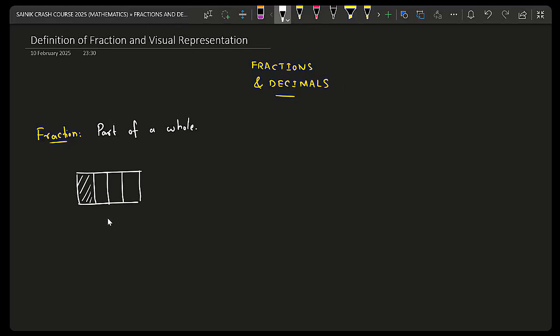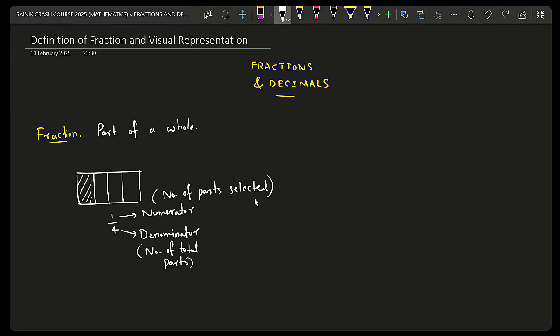Fraction is always the number of selected parts divided by the number of total parts, and we call it 1 by 4. In this 1 by 4, we call 1 the numerator, and we call 4 the denominator. Always the denominator means the number of total parts. And always the numerator means the number of parts selected. So this is the meaning of numerator and denominator.